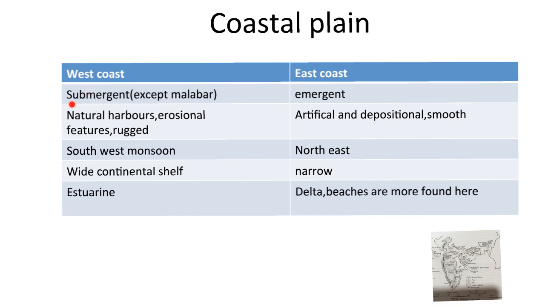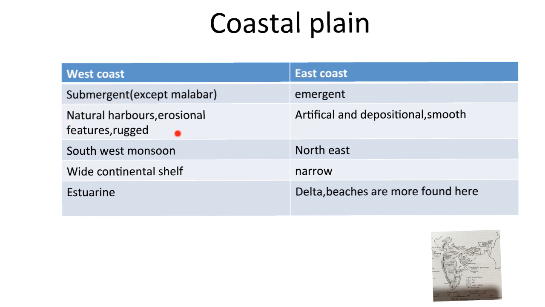So I want you to understand here that the western coastal plain is the submergent part. I have already discussed this. The eastern coastal part is the emergent block. Now, submergent means it is under the water. So here the flow of water is more, and so these are the regions available for erosion.